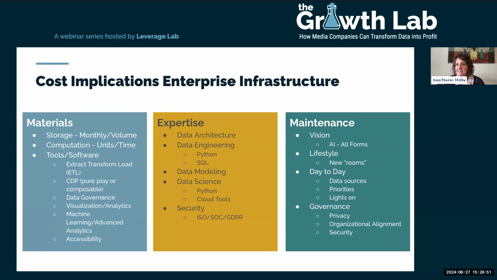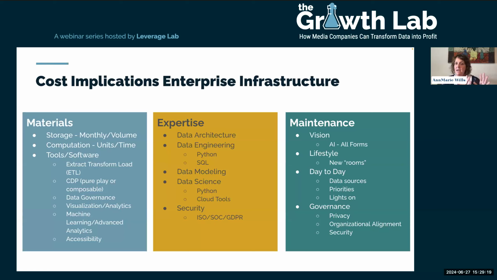So our last slide before we go into our takeaways, I wanted to talk a little bit about the cost implications of enterprise infrastructure. I think this is really important for people to understand, especially if you're thinking about a build versus buy scenario. On the materials front, everything is people, process, technology, right? So when we think about building our house, it's the materials, it's the expertise, and it's the maintenance of that house that are where those cost levers lie.